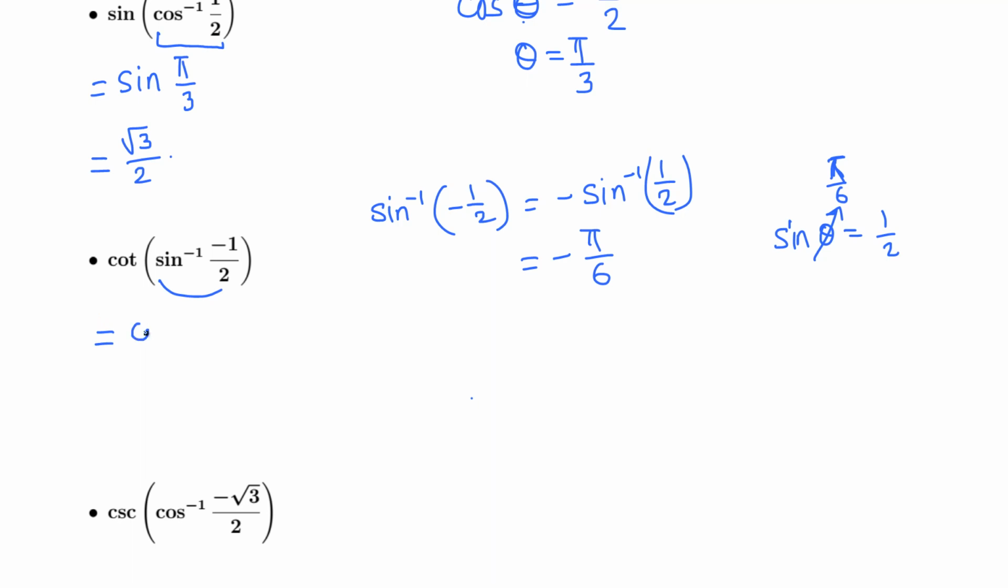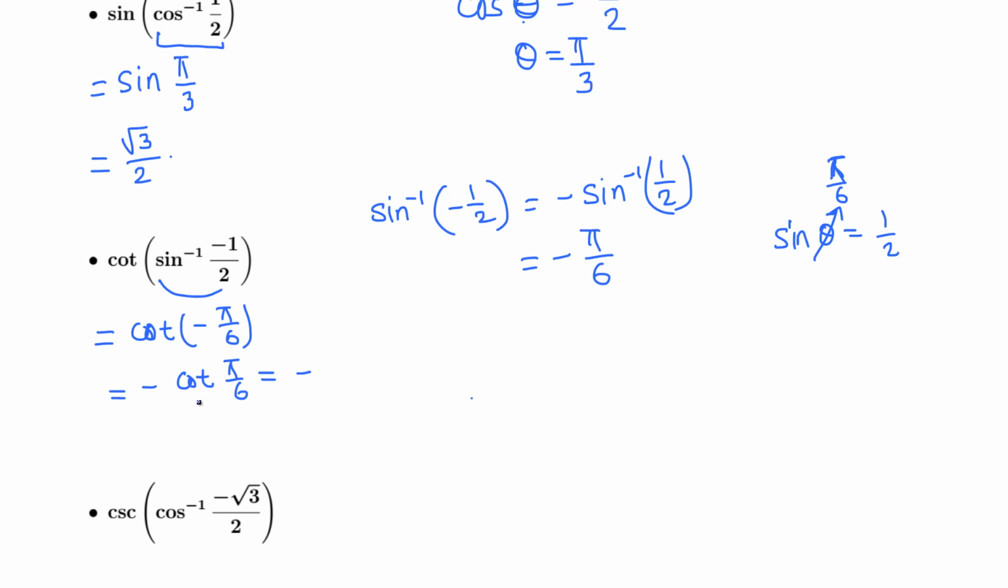So we got cotangent of negative pi over 6. And we know that sine and tangent are odd functions, and cotangent is their reciprocal, so cotangent is also an odd function, so the negative can be pulled outside. So negative cotangent pi over 6. Cotangent is the reciprocal of tangent.